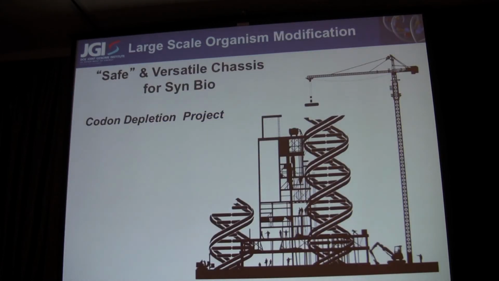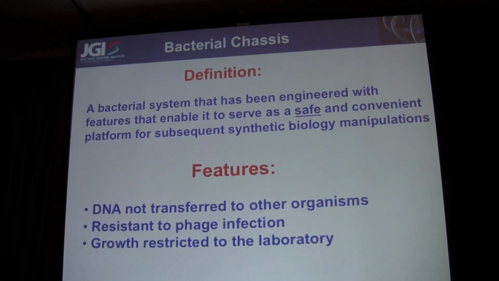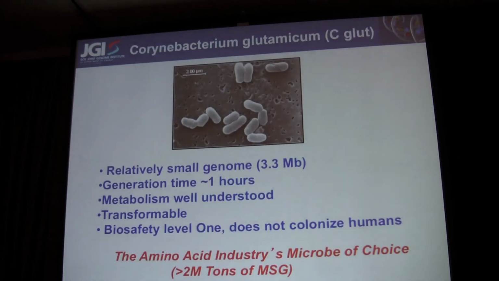The second project that I wanted to talk about was the construction of a safe and versatile chassis for Symbiote products. For this project, our definition of a chassis is a bacterial system that has been engineered with features that enable it to serve as a safe and convenient platform for subsequent synthetic biology experiments. The features that we're looking for are that we want it to be very safe. We don't want the DNA to be transferred easily to other organisms. We want it to be robust, so resistant to phage infections. And we want its growth to be restricted to the laboratory.